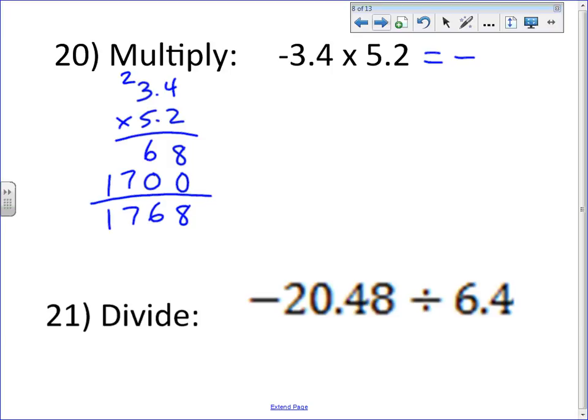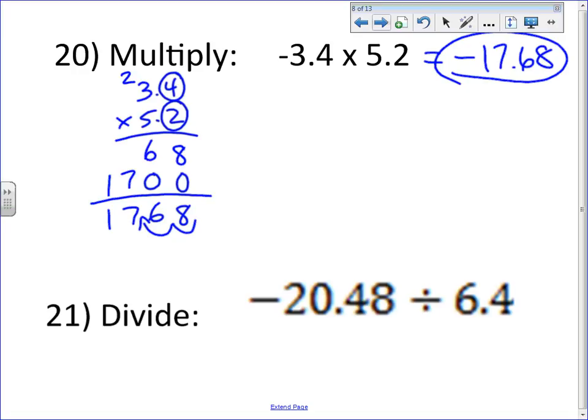How many decimal points do I need? Well, look at the original question. How many numbers are after the decimal point? 1, 2. So I need to do 1, 2. So my answer is negative 17.68.